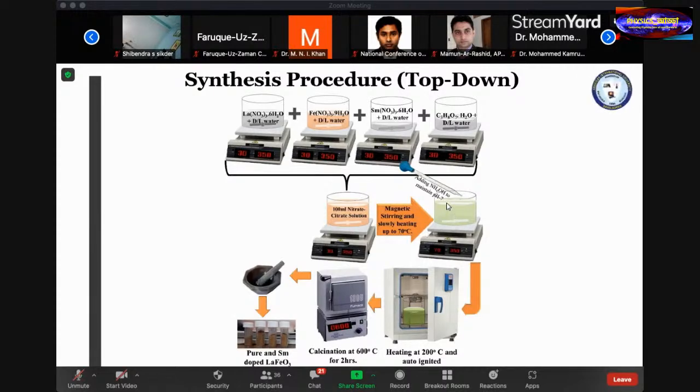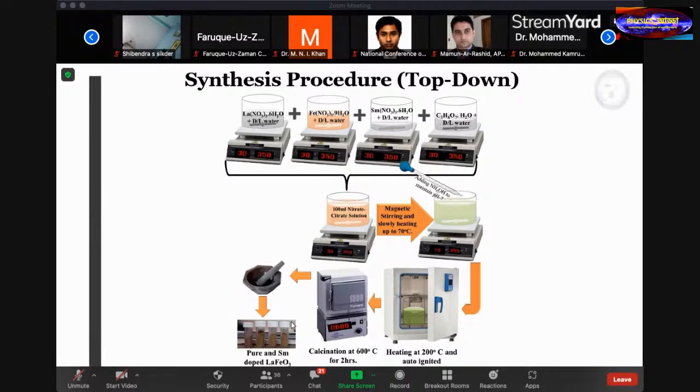For maintaining the pH of the solution, we added ammonium hydroxide and maintained the pH at 7. After we get a greenish color, we transfer it to the hot air oven and heat it up to 200 degrees Celsius. At the last of the evaporation, it auto-ignites and we get the dry ash. We transferred it to the furnace and heated it up to 600 degrees for calcination. After calcination, with the mortar we get the fine powder like this.